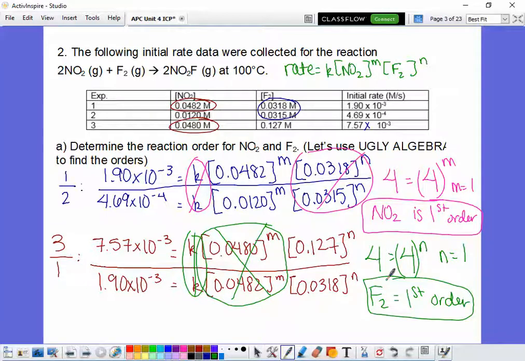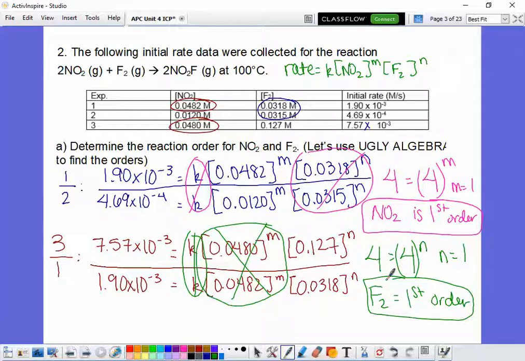So now, what does first order mean? What first order means is that if we were to double the concentration of F2, the rate would double. If we were to double the concentration of NO2, the rate would double. Say F2 was second order. Say we did all the math and it worked out that F2 was second order. What that would mean is if we doubled the concentration of F2, 2 squared is 4. The rate would quadruple. Okay, so it becomes an exponential change.